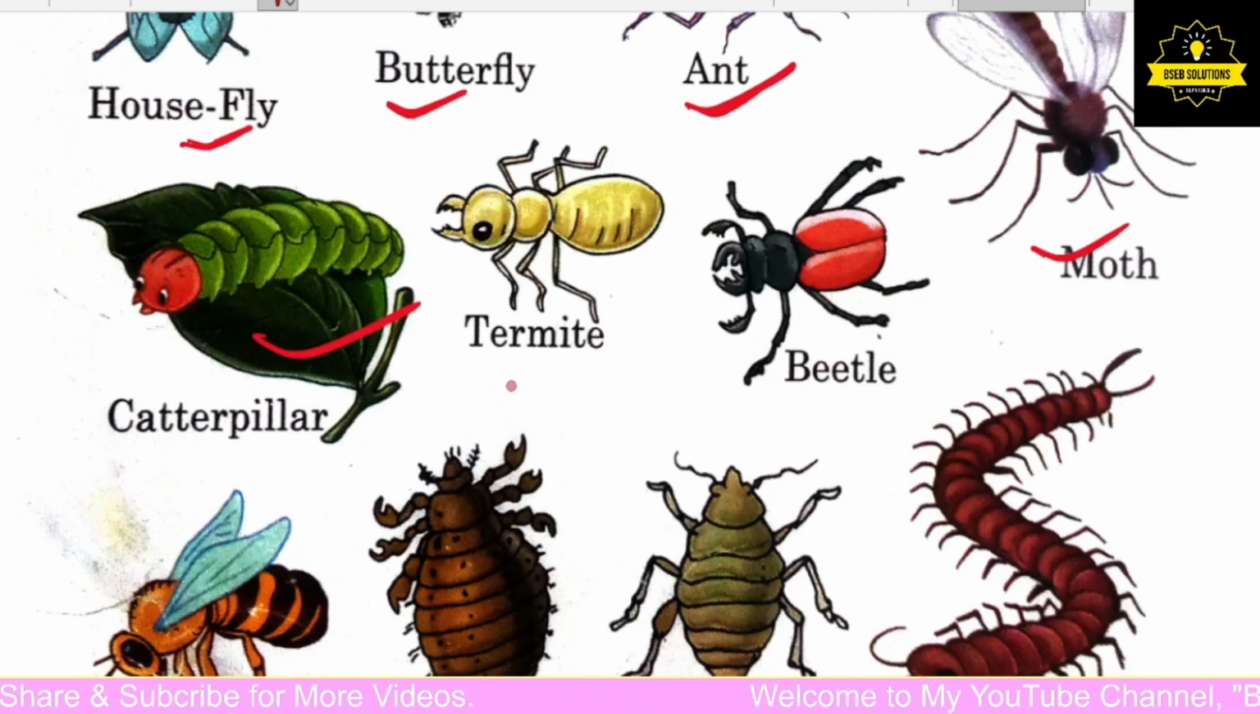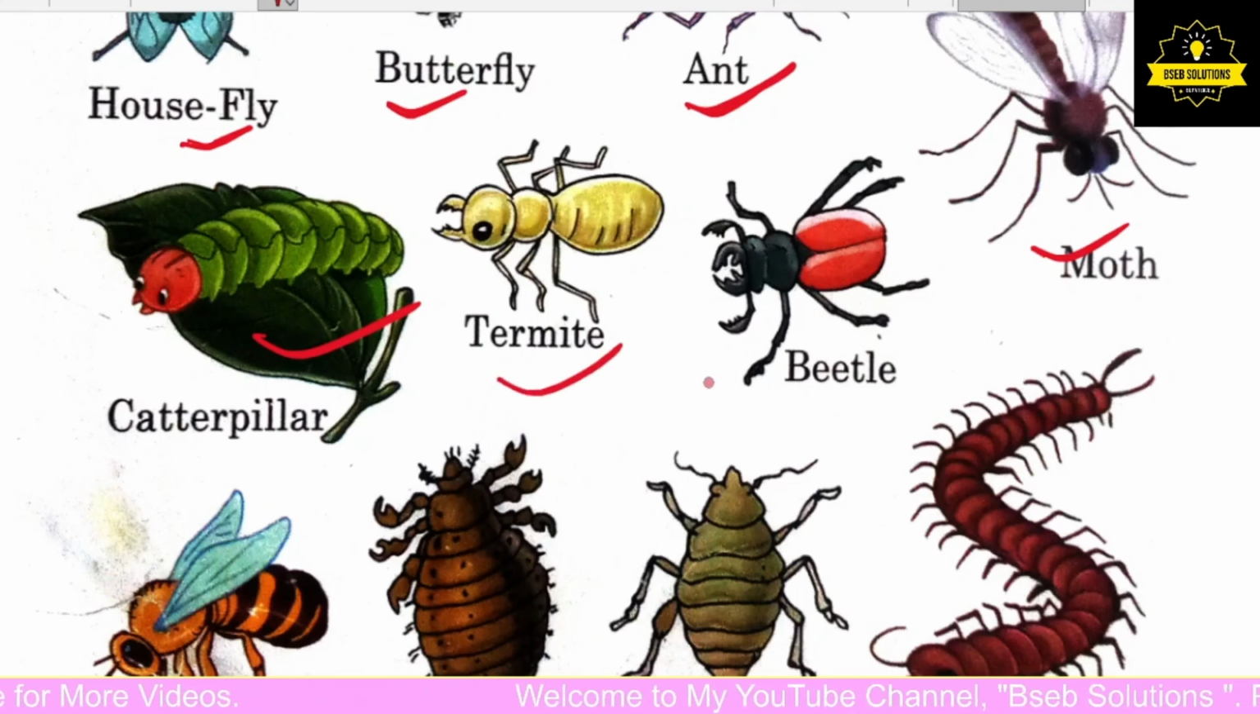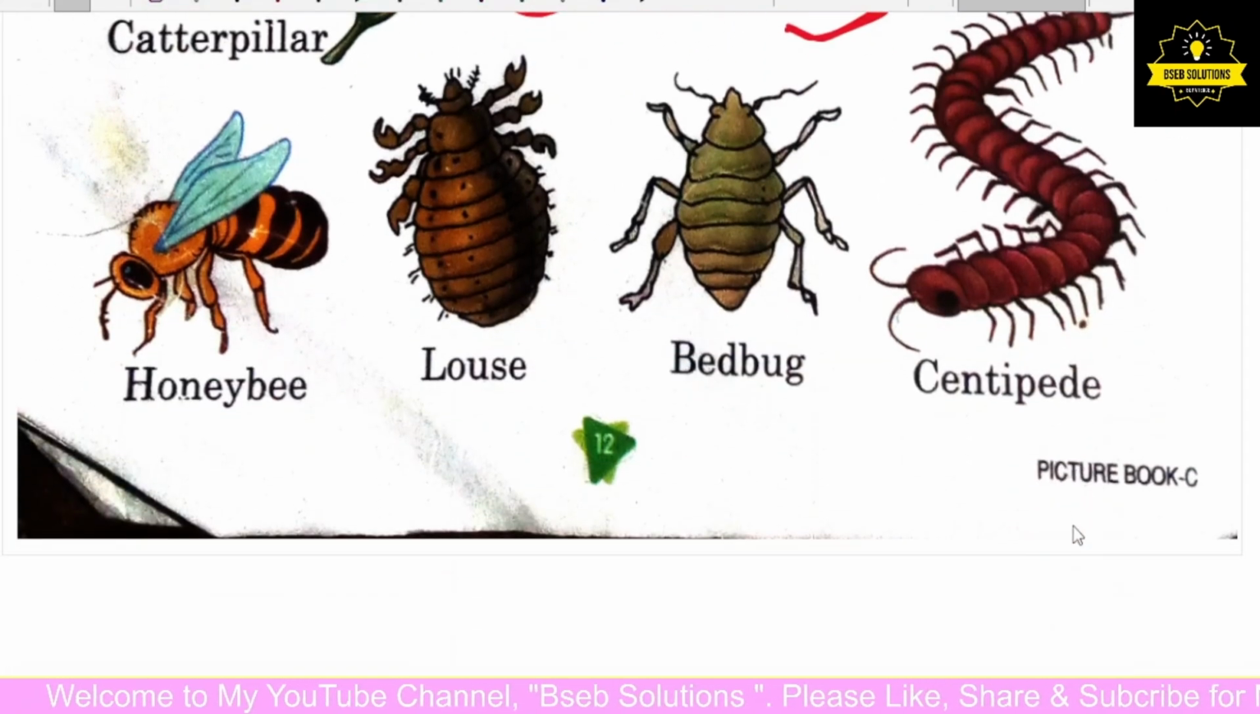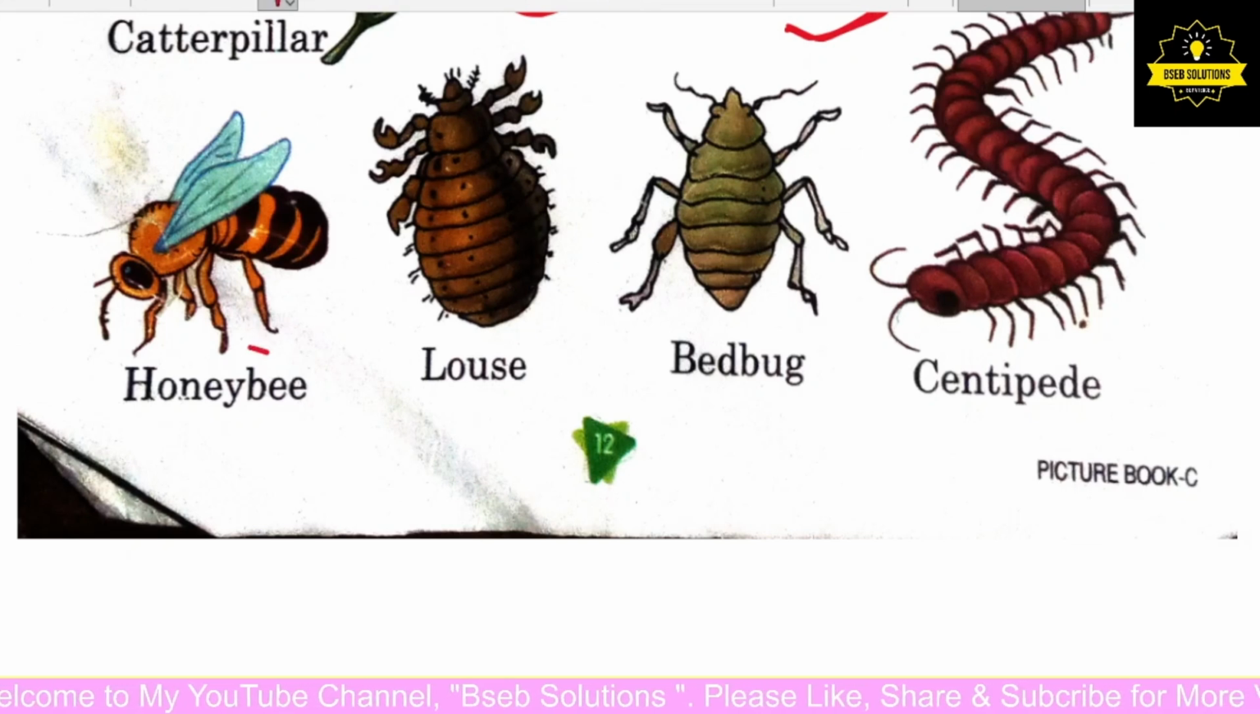Termite. This is a termite. Termites live in wood. Say termite. Here is a beetle. Beetles have hard shells. Say beetle. Honeybee. This is a honeybee. Honeybees make honey. Say honeybee.